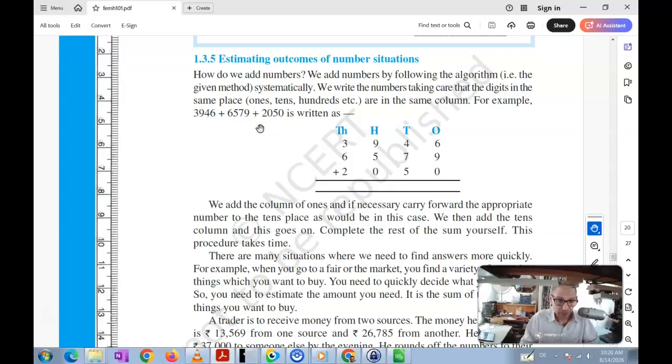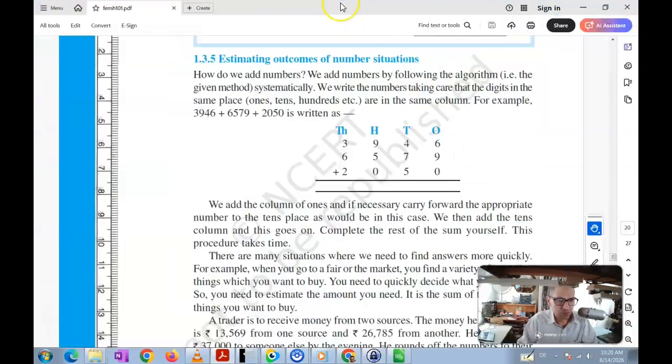Now, the kind of thing that we do in mathematics is that we do all of these calculations. For example, if you want to add 3,946 plus 6,579 plus 2,050, you would write them in the long addition algorithm. All of the numbers you would write in columns, the ones column, the tens, the hundreds, and the thousands columns. All of the digits of each number have to be written in the right column, and then you add the numbers together and you get the sum, right?